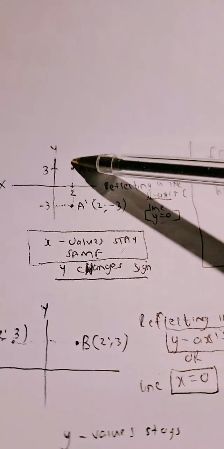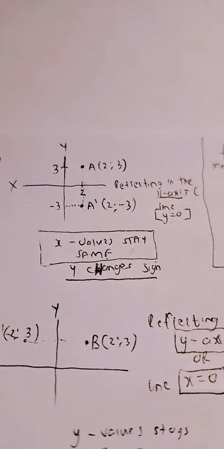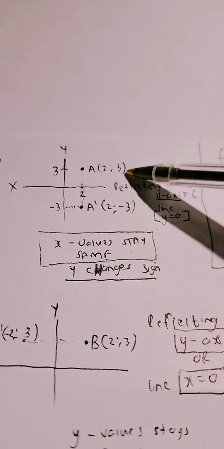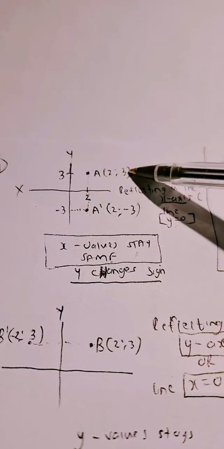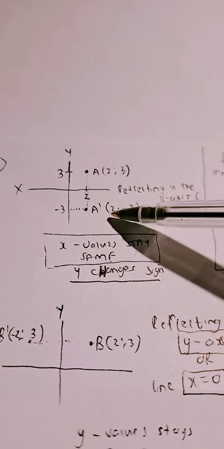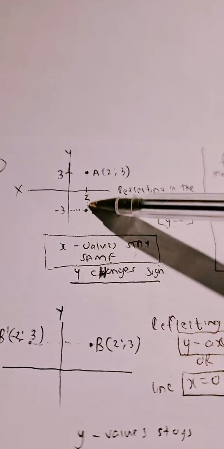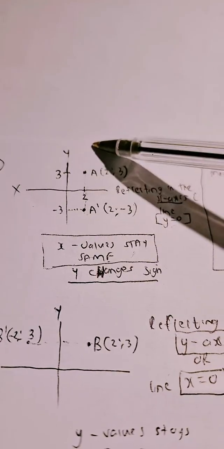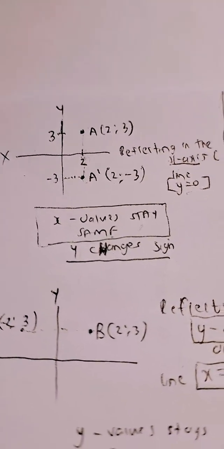Okay, there's the concept of equidistant from the line of reflection. There's the concept of the change of the sign of y when we are reflecting in the x-axis. And there's the concept of x staying the same because we are on the same vertical line. Any vertical line has the same x values. Okay, I hope we are together.